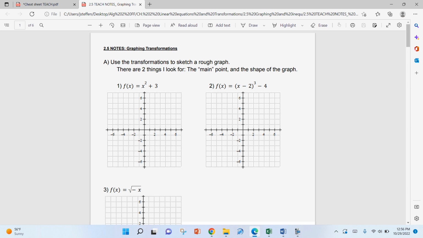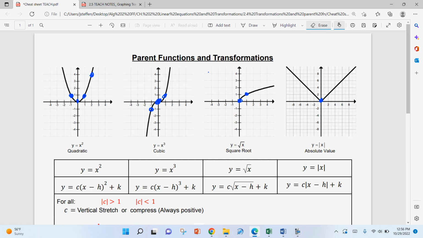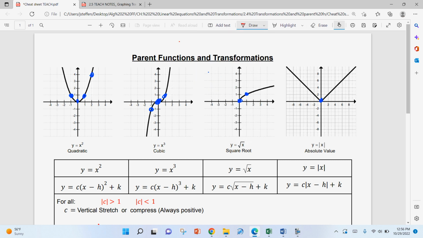But essentially, today we're doing the same thing. The only difference is we are starting with these graphs, and these graphs are what we're moving. So we might be taking this graph, this x squared graph, and moving it over to the right. So it looks something like this.